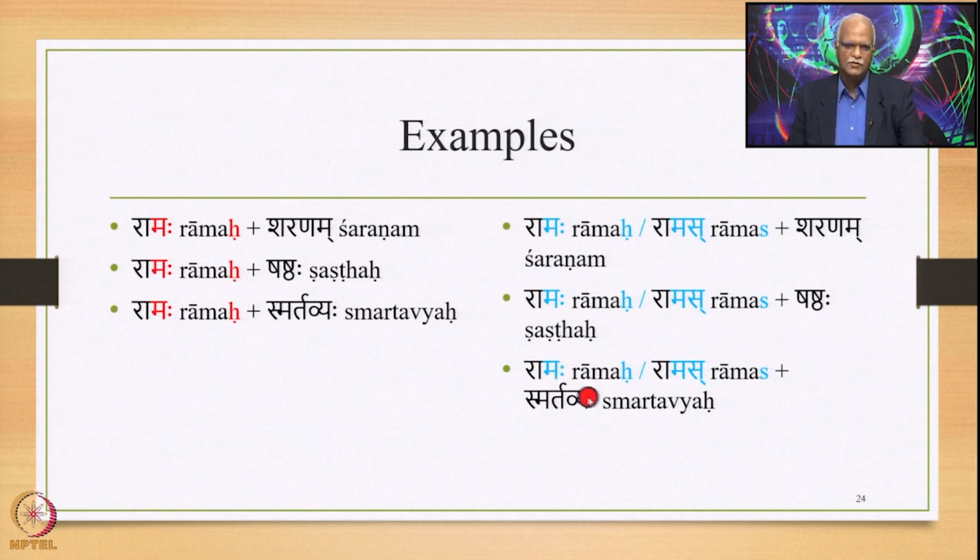And Ramaha plus Smartavyaha, this is the input, and this Visarga gets substituted by sa optionally. So Ramaha or Ramas Smartavyaha, this is the output. Obviously in these two cases there is further processing that happens by the sutras that come later on. So sa becomes sh by stoshtunashtuhu, and sa becomes sh by shtunashtuhu.